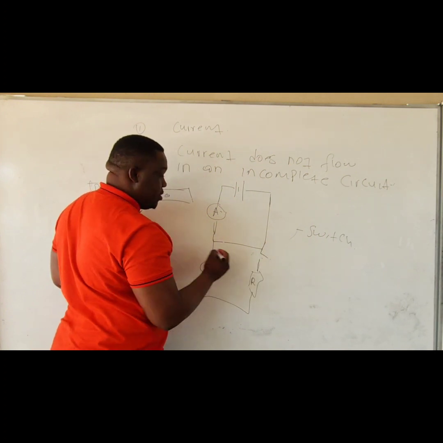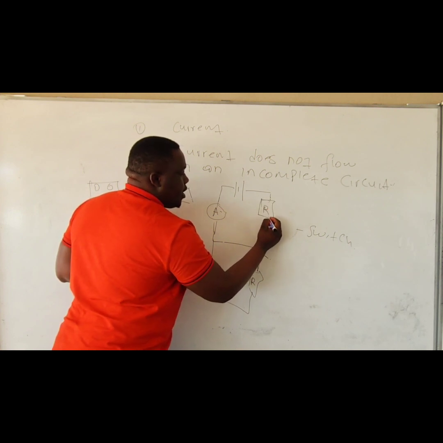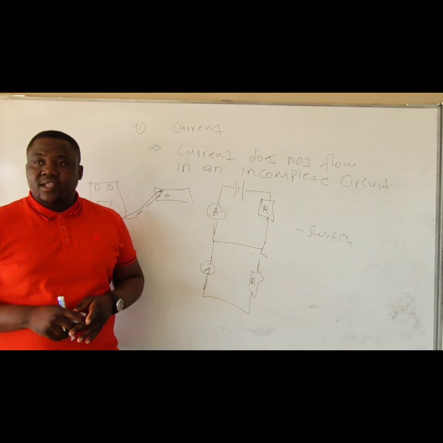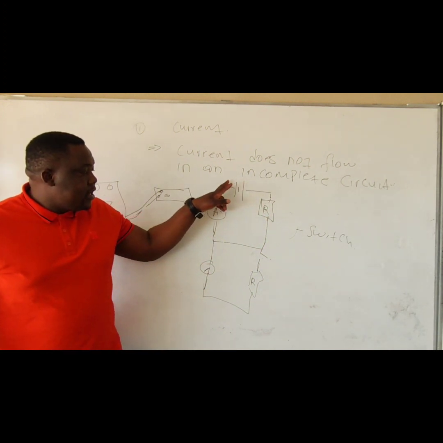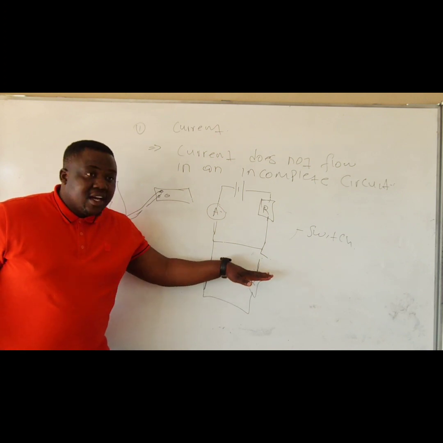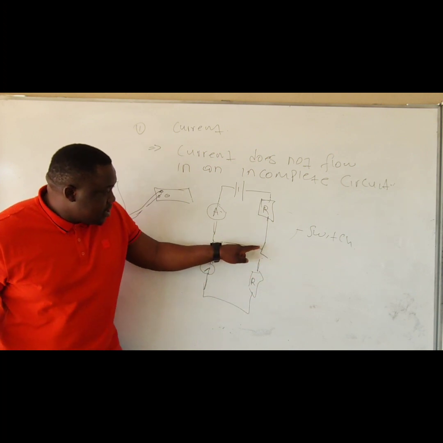Understand, right? Okay. This is a resistor, resistor R. And you see that? So, how will current flow? Current will flow here. Will current go here? No, it will not go, because current does not flow in an incomplete circuit. So it means current will flow here.